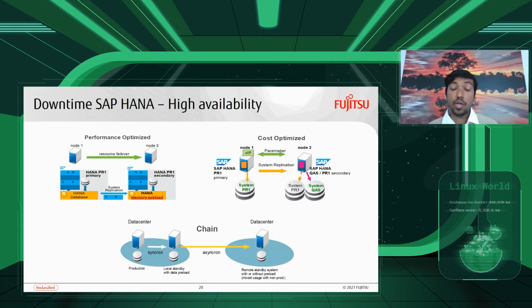Now here what happens is, if there is a production system which goes down, the cluster will say, okay, we have a failure. Let me first go to the standby node and shut down the dev and quality system. And once that is done, it starts to load the columnar data back in memory for production before opening that. As you can imagine, this will take some time, and hence the failover time for a cost optimized solution is much longer than for performance.